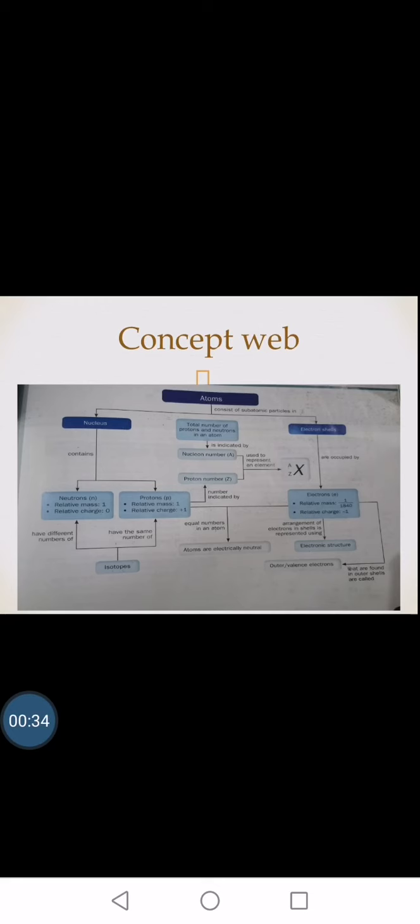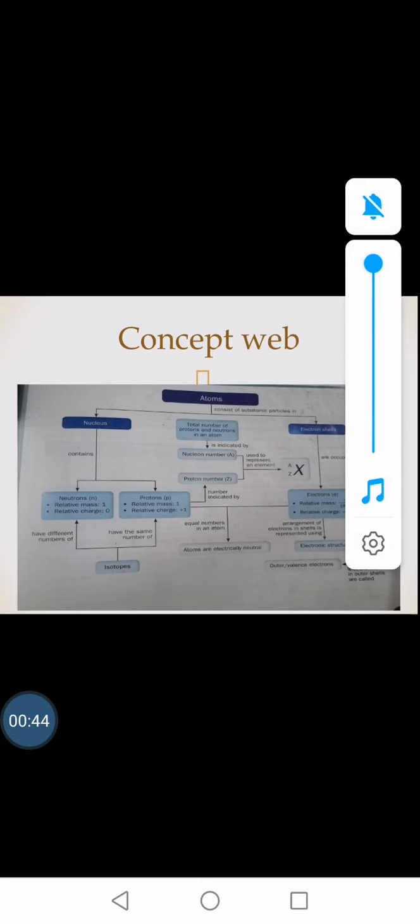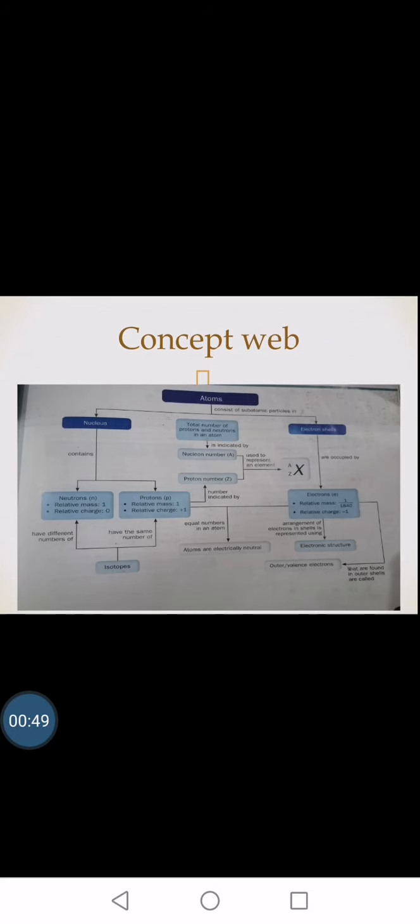The nucleus further contains two parts, neutron and proton. As you can see within the brackets, there are symbols which we can use to represent neutron by small n and proton by small p. The neutron's relative mass is 1 and its relative charge is 0. The proton's relative mass is again 1 and its relative charge is positive 1.